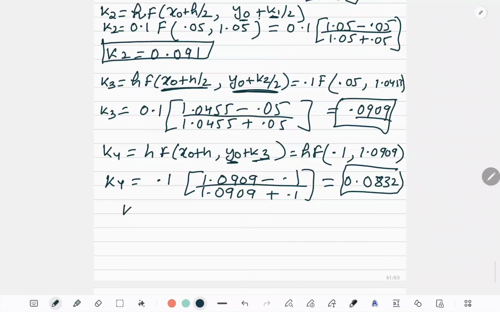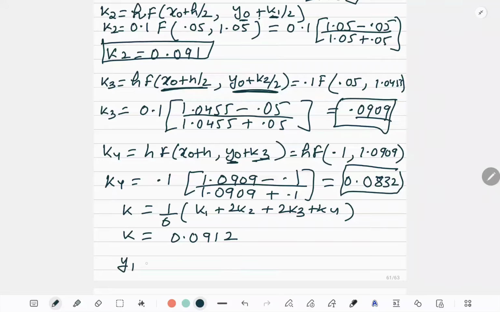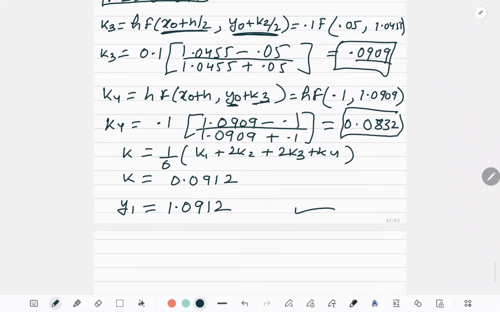Now calculate K. So your K value will be equal to 1 by 6 times (K1 plus 2K2 plus 2K3 plus K4). When you put all the 4 values, you will get, directly I will write the K value here, 0.0912. Right? So your Y1 is equal to 1.0912. So this is the end of stage 1. Now I will go to stage 2.